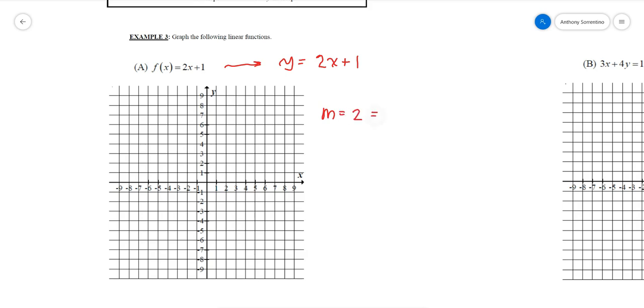And it's often better to think of it as a fraction. It's 2 over 1, which means we go up 2, right 1. Now, that doesn't help me yet because I haven't figured out a point to start at. I had to figure out one point on the line, and then I could use that slope to find the other ones. Well, that's where this one comes in. That means that b equals 1, and this is the y-intercept.